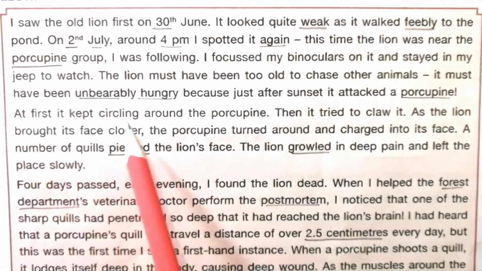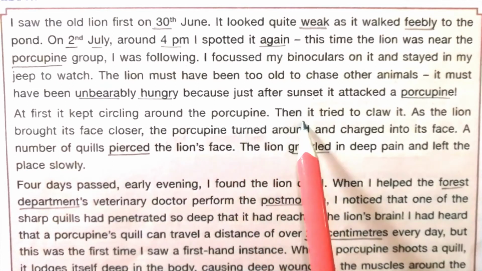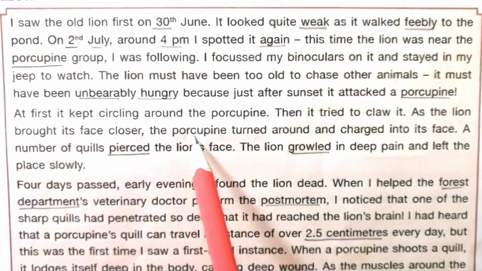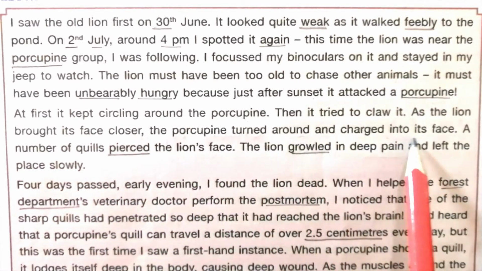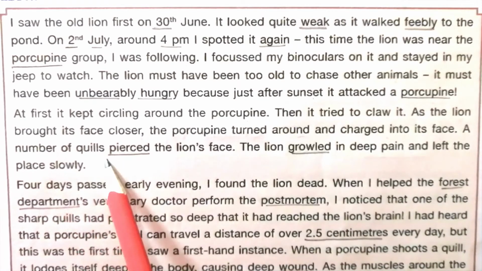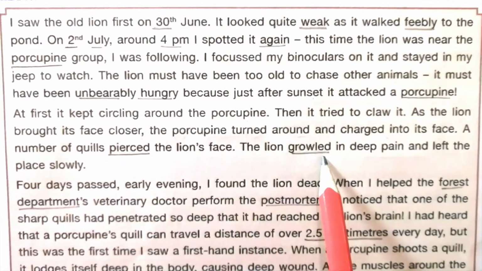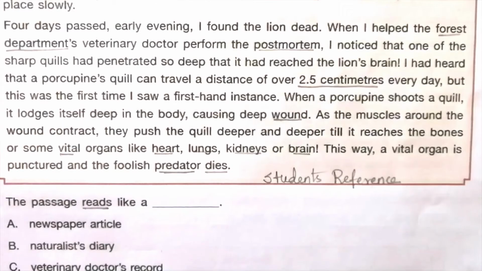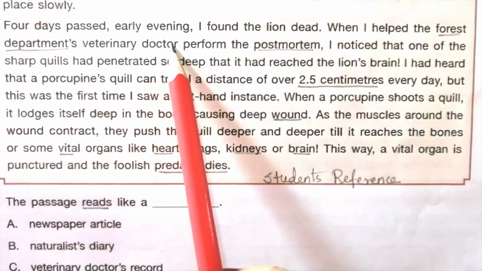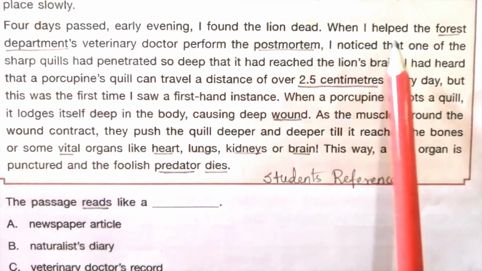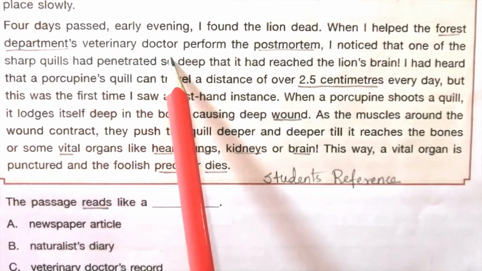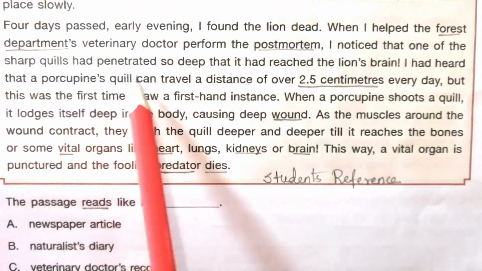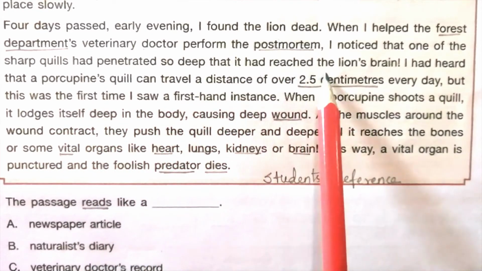At first, it kept circling around the porcupine. Then it tried to claw it. As the lion brought its face closer, the porcupine turned around and charged into its face. A number of quills pierced the lion's face. The lion growled in deep pain and left the place slowly. 4 days passed. Early evening, I found the lion dead. When I helped the forest department's veterinary doctor perform the post-mortem, I noticed that one of the sharp quills had penetrated so deep that it had reached the lion's brain.